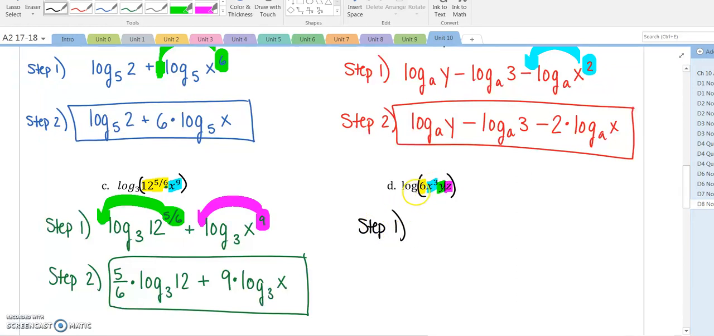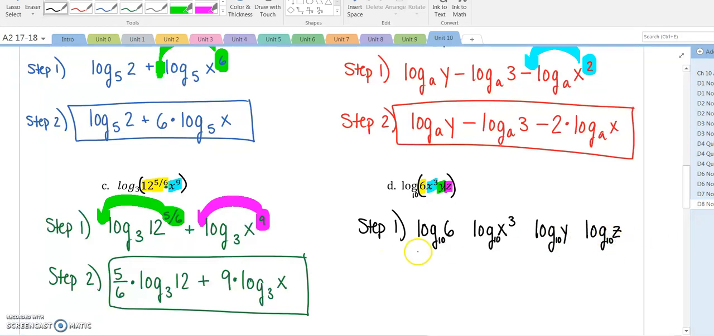Now notice how this does not have a base. That means it's a base 10. You could write it in there, or you don't have to. It really doesn't matter. So I'm going to have a log with the 6, a log with x cubed, a log with y, and a log with z. And if it helps you, go ahead and write those little base 10s in there. That way you're not confused when you don't see a base.